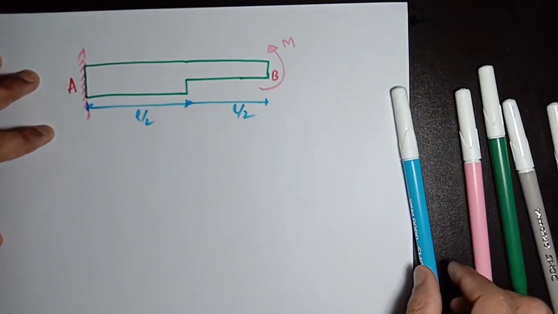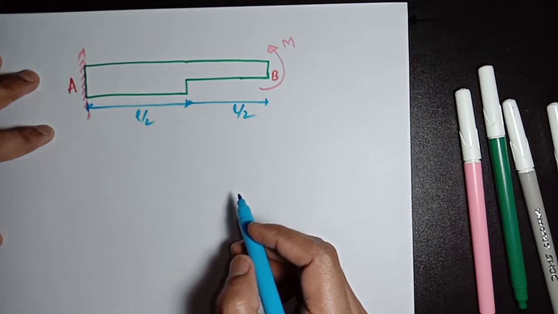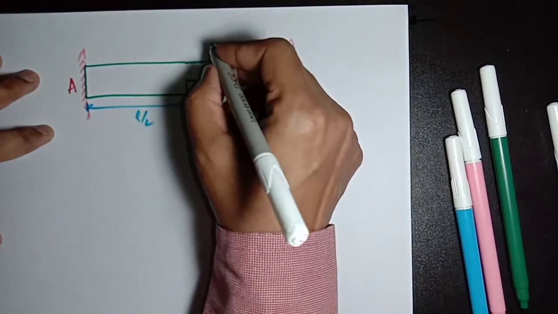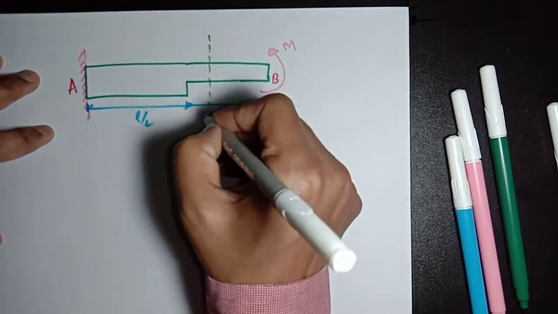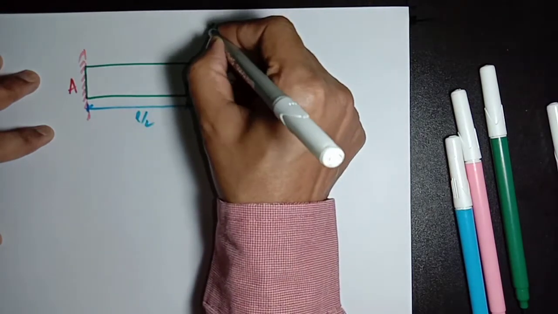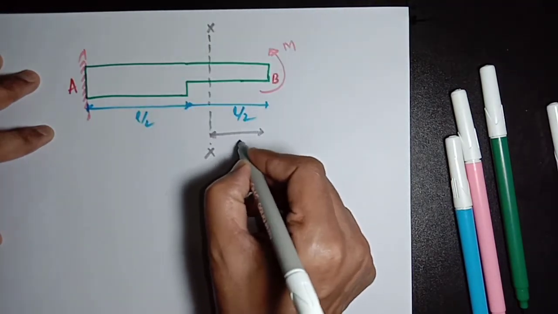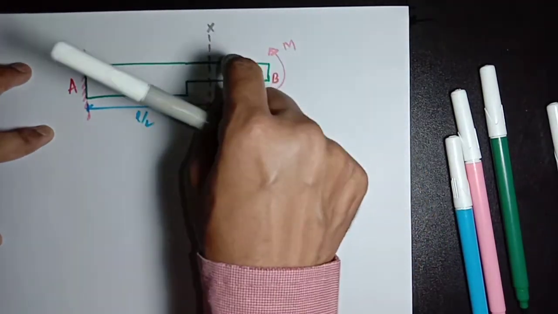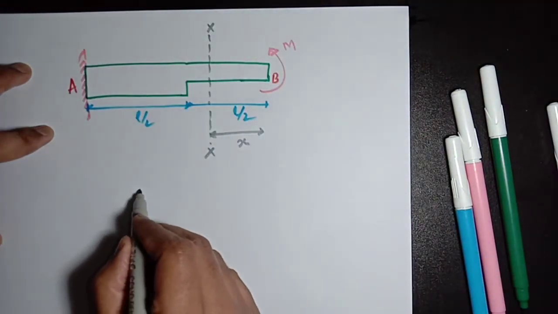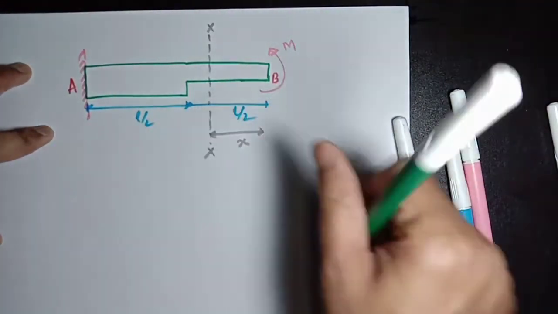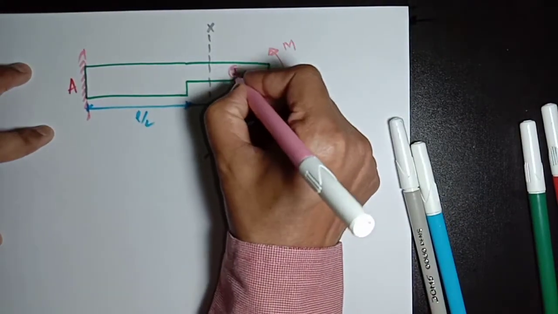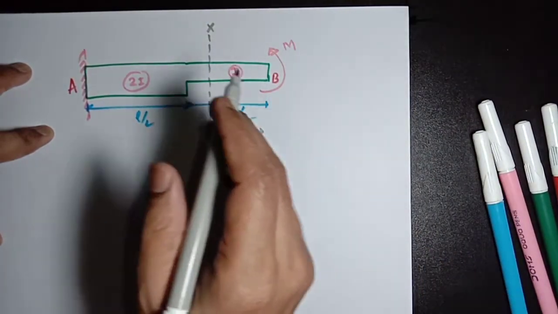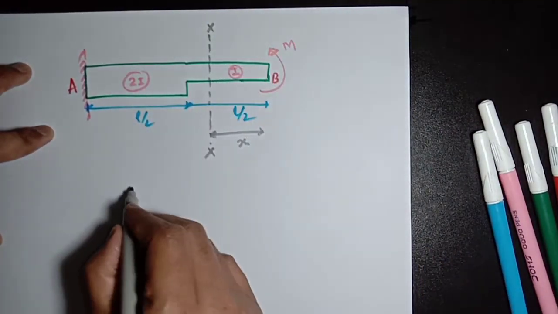Now for finding the bending moment, we need to find a general expression for bending moment. Let's say we are going to take a section XX, which is at a distance of x from point B. Now, this moment of inertia is I, and this is 2I. Taking the free body diagram right of this section XX, it will look like this.